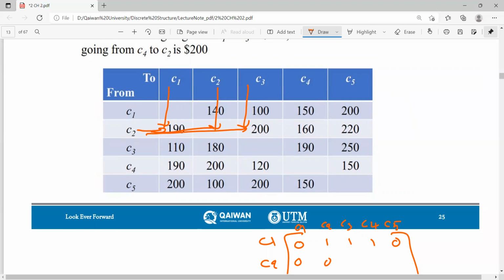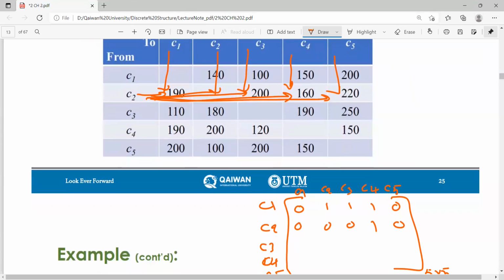So you see, it is 0 because that's 200. It's greater than 180. Here, C2 and C4, it's 160. So it's 1. Then C2 and C5, it is 220. It's greater than 180. So it's 0.